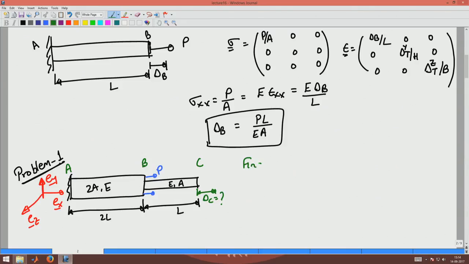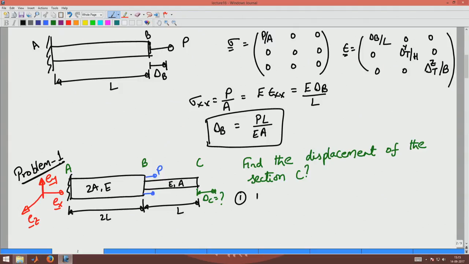Find the displacement of the section C for this loading. Now, how will you go about doing this? First I have to draw the free body diagram of AB.